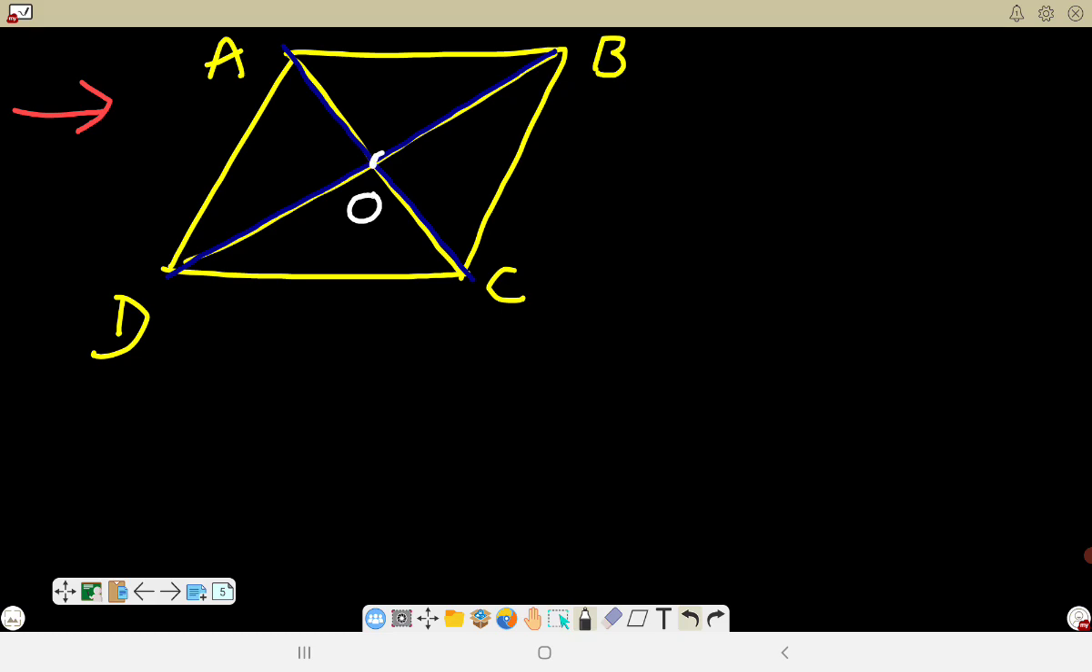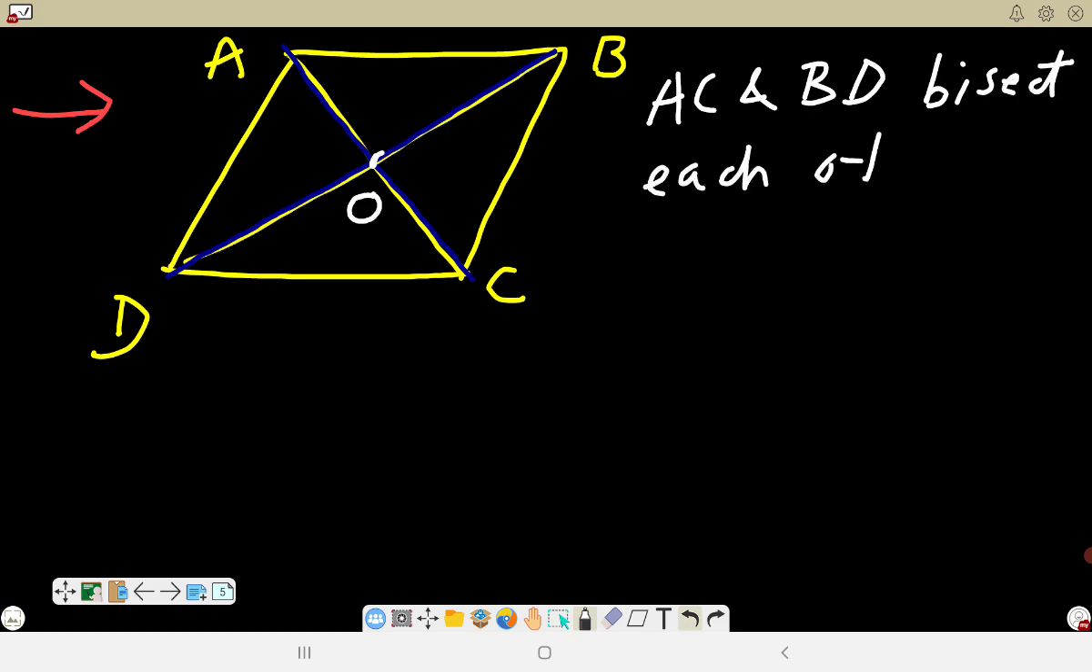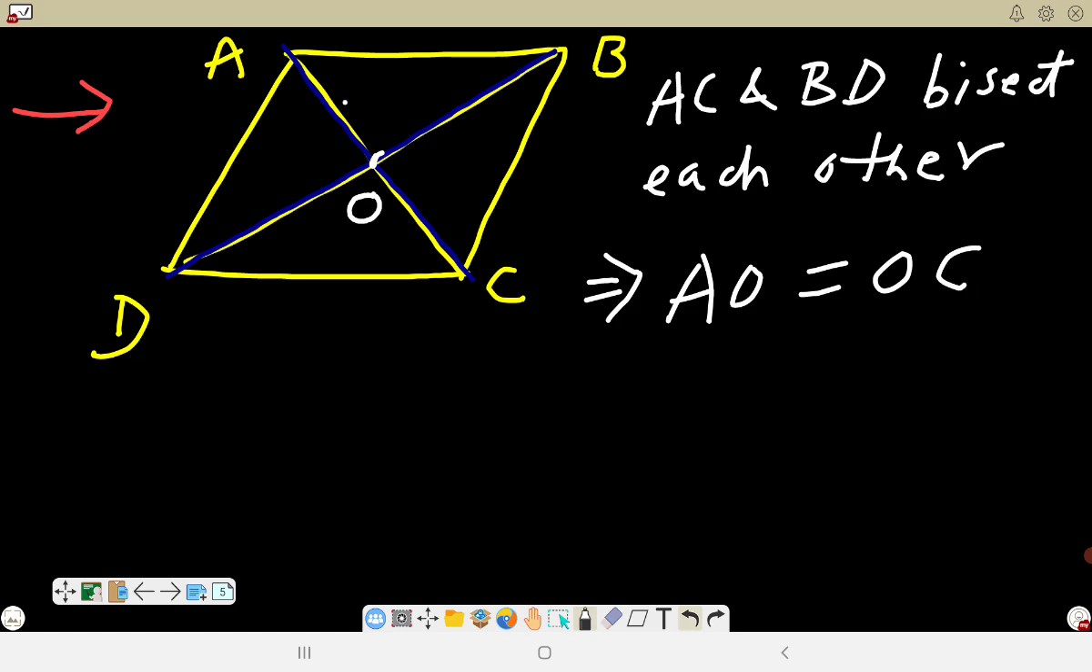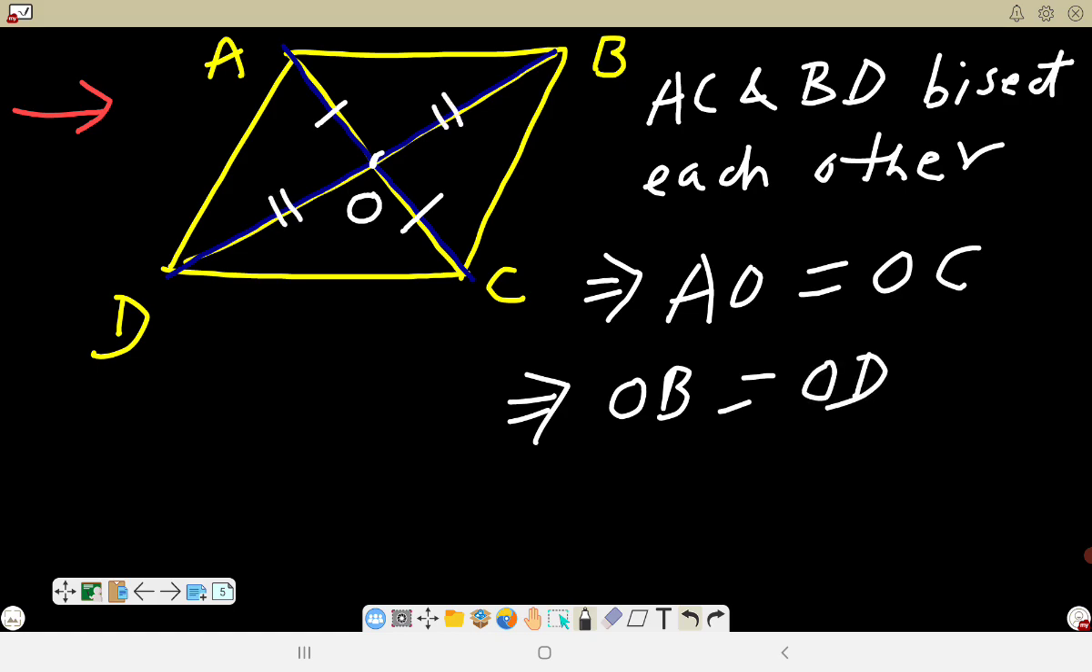Okay, so basically what are they saying? That the diagonals AC and BD bisect each other. Bisect means that they divide each other into two equal parts, which means our AO will be equal to OC, and OB will be equal to OD. That's it.